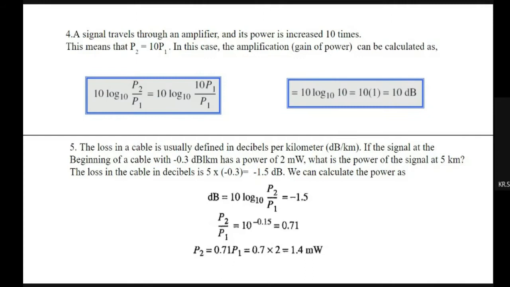So now we can find from the question the value of P2 equal to 10 into P1. So what is the value of P2 now? 10 P1. So I can apply the value to the formula 10 log 10, then 10 P1 divided by P1. So I can cross out P1 and P1. So 10 log 10 of 10 is the value.